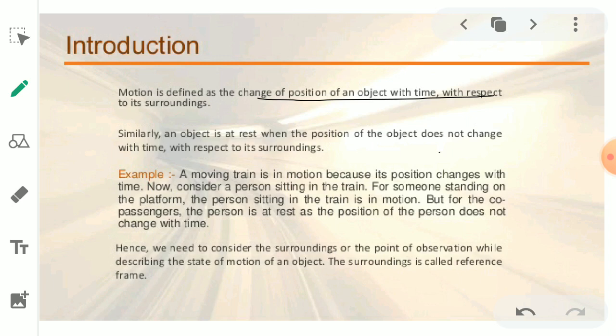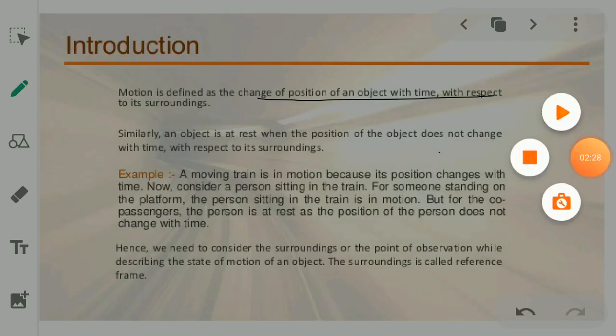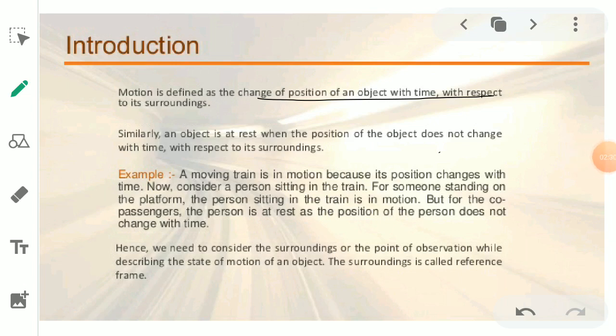Now for example, when a car changes its position continuously with respect to a stationary object like houses or trees, we can say the car is moving or it is in motion. So we can define motion as a change in the position of an object with respect to time or with respect to its surrounding, or a fixed object which is taken as a reference point.